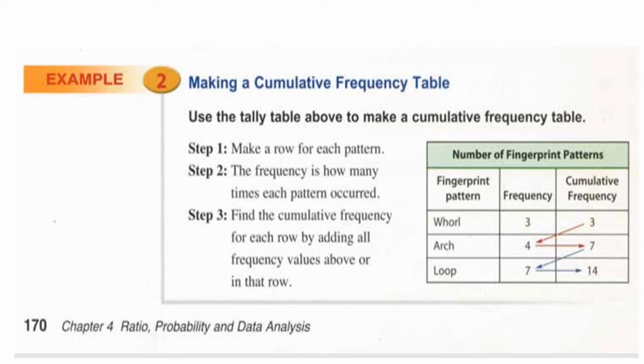If you look at this table, number of fingerprint patterns. First column, fingerprint pattern, it means all types, and you have frequency and cumulative frequency. The frequencies, you have 3, 4, and 7. Cumulative frequency, 3, 3 plus 4, 7, and 7 plus 7, 14.